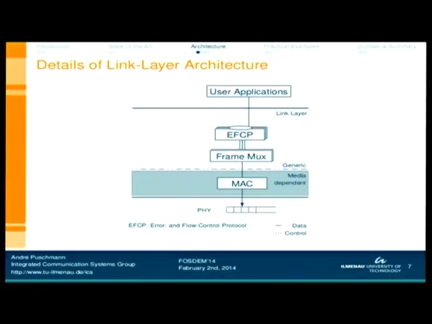There is a part of the link layer protocol which we call the core, which is a generic component consisting of one or more error and flow control protocols for all the flows that you would like to handle, for multiple applications, which are all accessing a single interface. And of course, you need the frame multiplexer and demultiplexer. In the basic architecture, you have a media-dependent part, which is the medium access control, either CSMA-based, like 802.11, or TDMA-based, accessing the physical layer, basically your USRP or whatever radio you want to use.